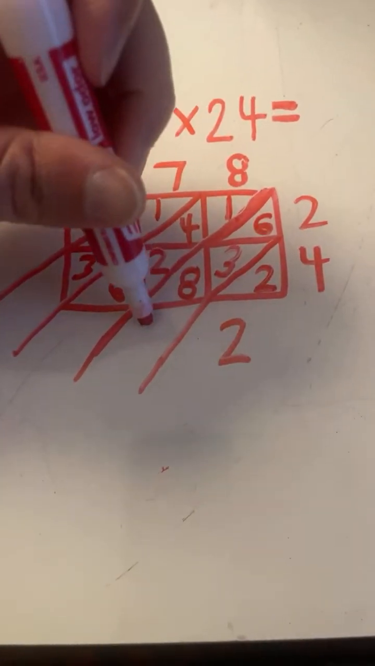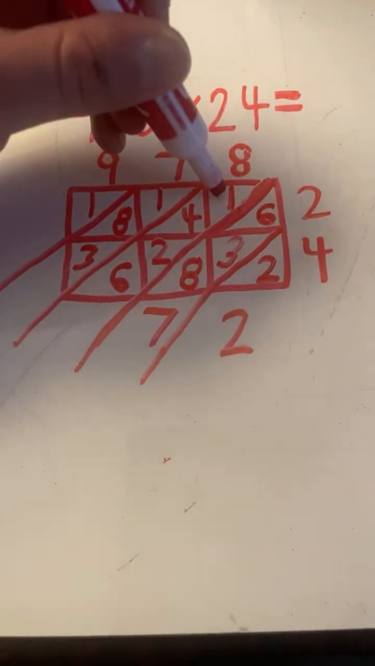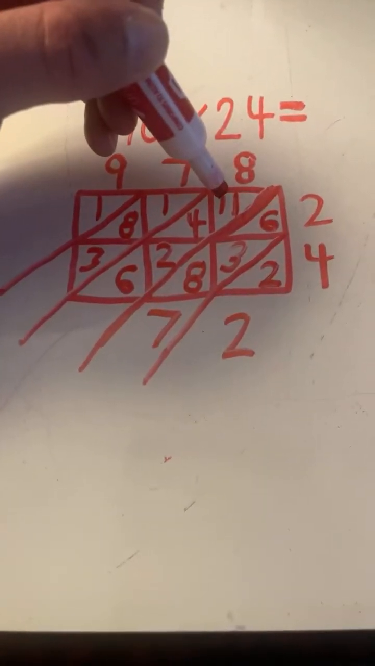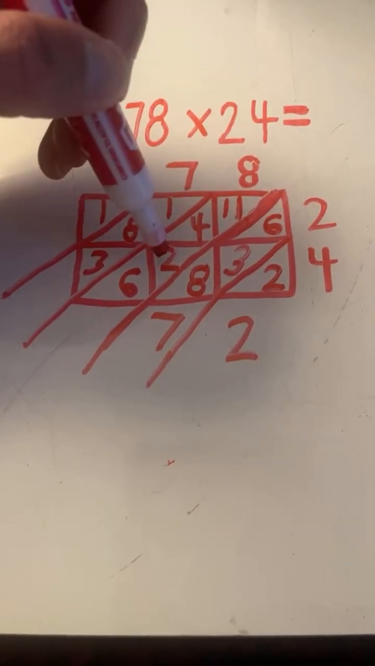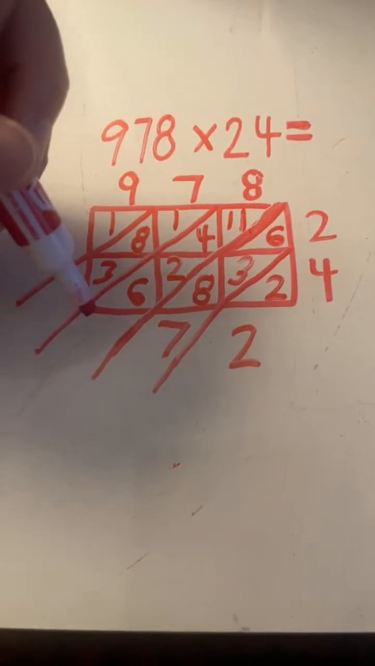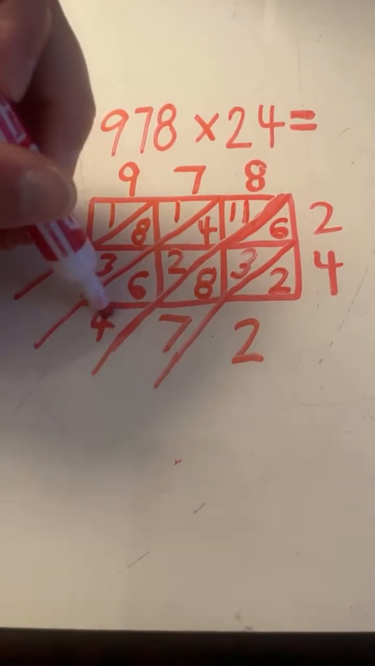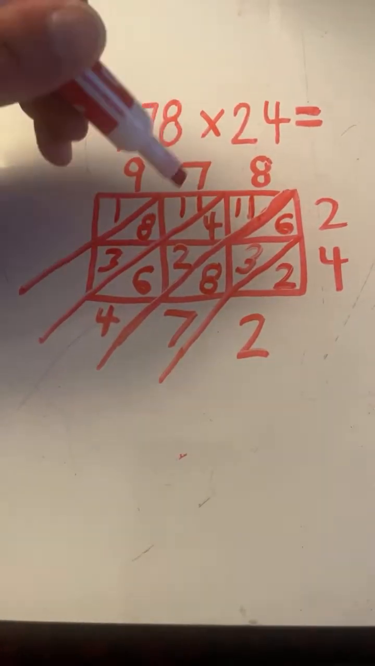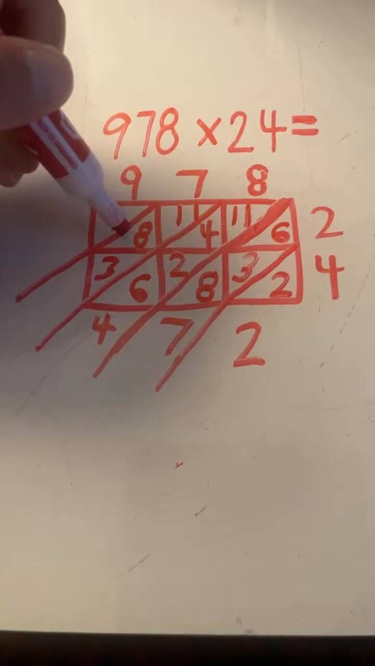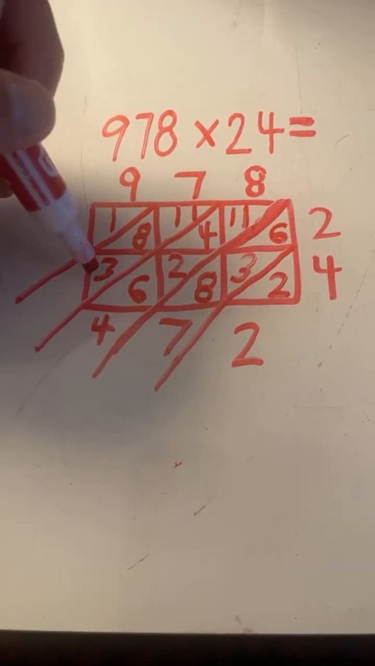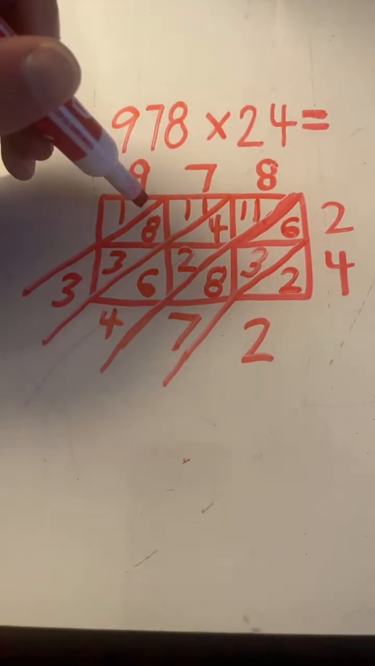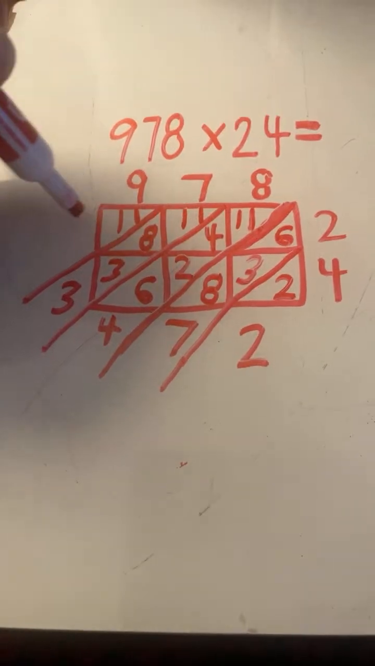So we need to regroup. So the 7 in 17 is going to go here. The 1 we're carrying over. 1 plus 1 equals 2, plus 4 equals 6, plus 2 equals 8, plus 6 equals 14. So the 4 in 14 goes here, and then we're carrying the 1 over. 1 plus 1 equals 2, plus 8 equals 10, plus 3 equals 13. So the 3 in 13 goes here, then we carry the 1 over. 1 plus 1 equals 2.